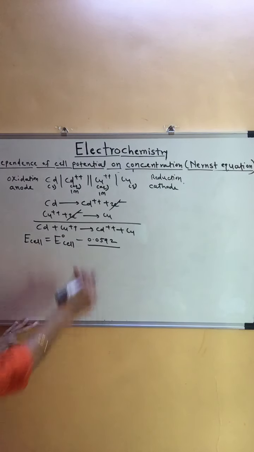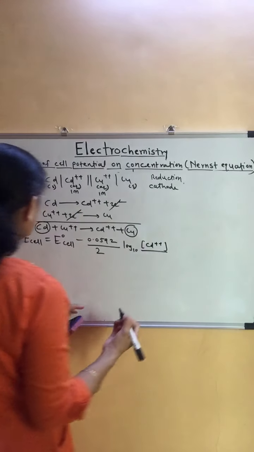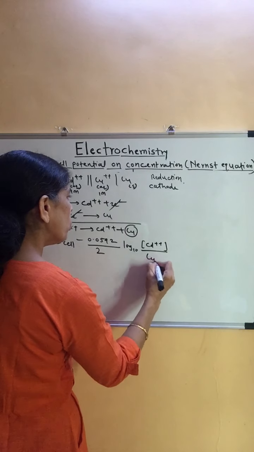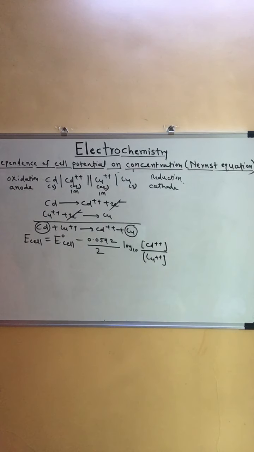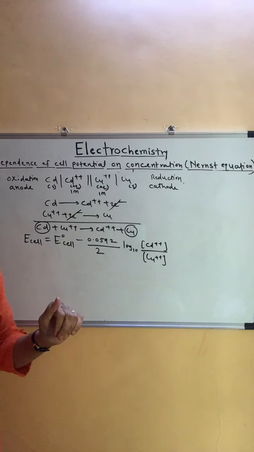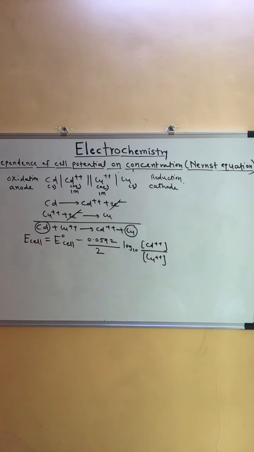Now see, which are the products? Cd2+ and Cu. Their concentrations we have to write. So concentrations of solids, they are taken as unity. Concentration of solids and pure liquids, they are taken as unity, and therefore here only the concentration of Cd2+ will appear upon the reactant Cu2+. So what we have done? We have applied the Nernst equation to one of the complete cells. Just see the equation carefully.